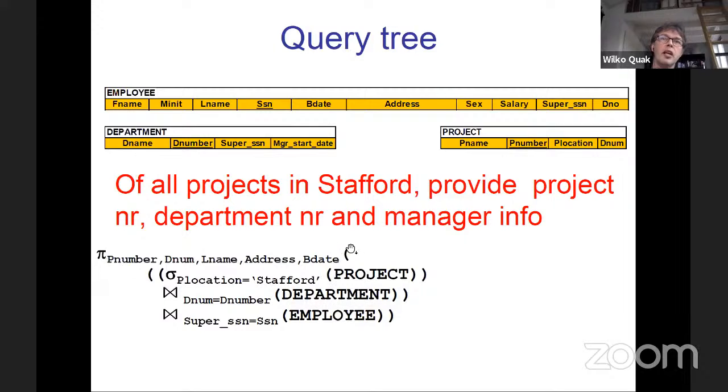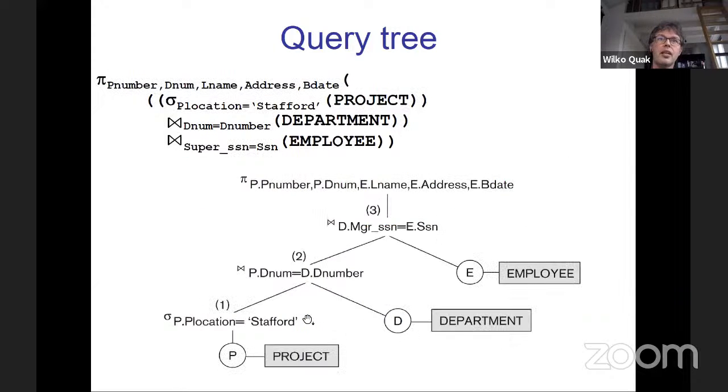So you do a project on, and here you have brackets on a selection, and the selection is done on the join of two tables, or actually three tables. And so this is one of these algebraic expressions, and sometimes they're hard to read. And that's why you can draw it as a query tree. So here you see the algebraic expression, and here you see a tree version of the expression.